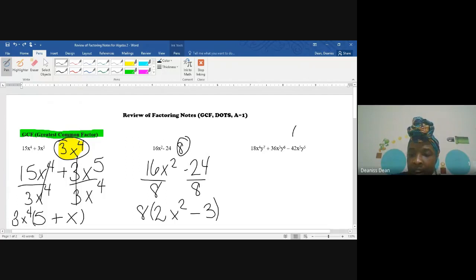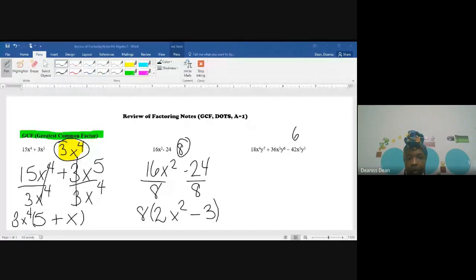So then we look at our variables. And so we have an x and a y. So you look at the x's independently and you look at the y's independently. So remember, for variables, you look at the variable that has the smallest exponent to get the GCF for your variables. Okay. So what would be the GCF for the x's and what would be the GCF for the y's? You look at the variable with the smallest exponent. So what's the smallest exponent on x, and what's the smallest exponent on y?